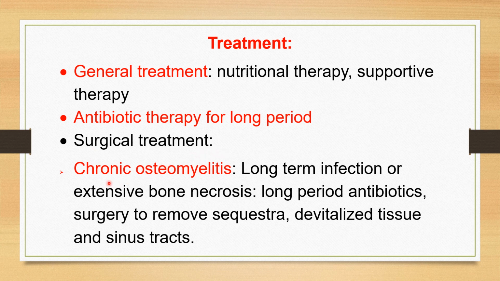For example, chronic osteomyelitis requires surgical treatment. Here, long-term infection or extensive bone necrosis occurs. Treatment is long period antibiotics, surgery to remove the sequestered mass, surgery to remove devitalized tissue, and remove sinus tracts.